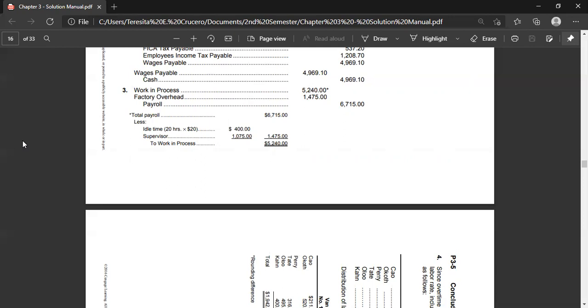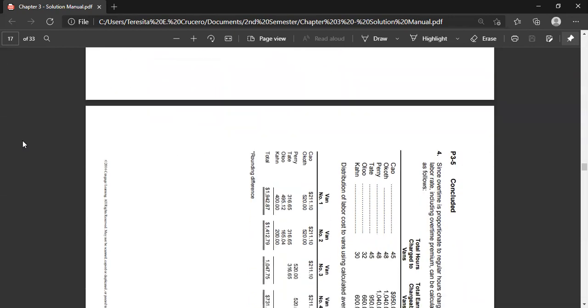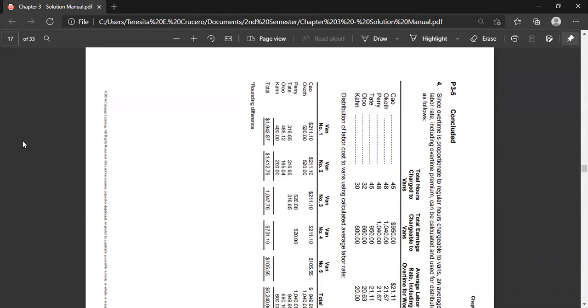For Khan, 40 minus 30, so the idle time of Khan is 10. So the total idle time is 20. You multiply by the number of hours, 20 times 20 as the basic rate. So we now debit idle time to factory overhead, the same with indirect labor, the salary of the supervisor. Okay, then we go to requirement number 4.